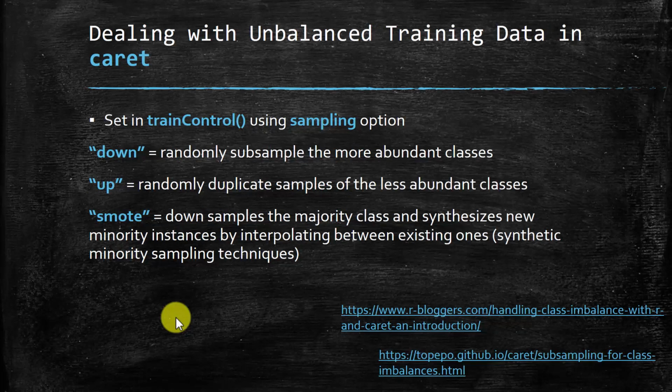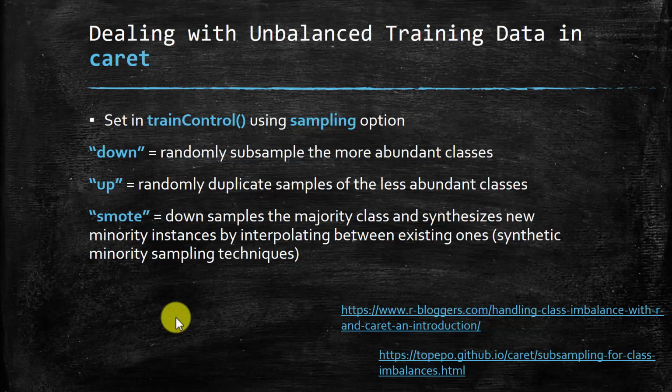So try to create, with some randomization and the available samples, new examples of the minority class to use. Luckily in Caret, we have methods built in that allow us to implement that automatically in the process. Inside of the train controls, using the sampling option, you can specify some sampling routines. The down option would randomly subsample the more abundant class. Again, that's going to reduce your number of samples. The up method will randomly duplicate samples of the less abundant class, so just duplicating the less common of the classes.